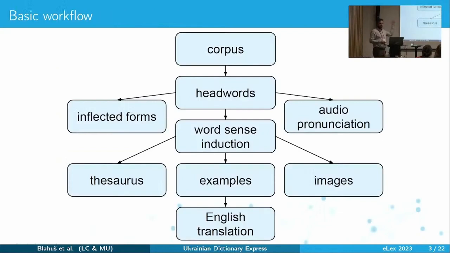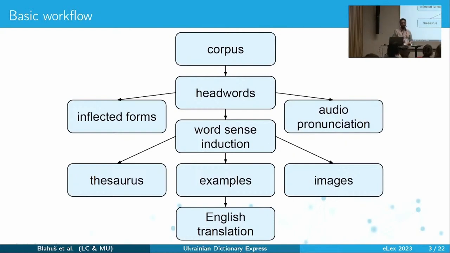The workflow can be visualized like this in a simpler way. We start with a corpus, we generate a list of headwords from the corpus, and let the editors edit the list of headwords, so they decide this is a proper Ukrainian headword, this is a proper name, this is an English word or Russian word. We end up with a clean list of headwords that we put back into the corpus, and we have a clean corpus now without all the noise that we don't want in the dictionary.